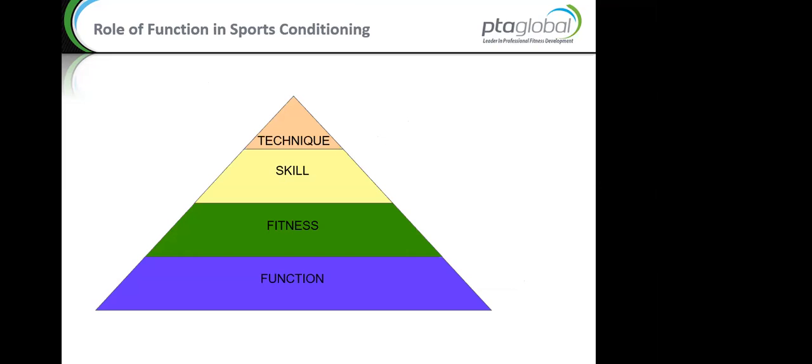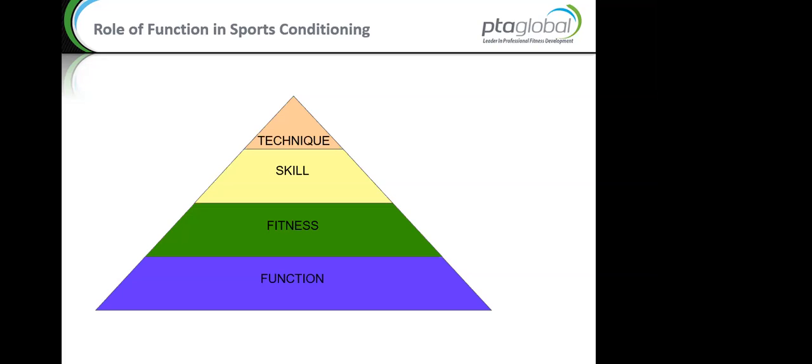We talked about this pyramid a while back when we first got into program design. Often for an athlete, they're working on skill and technique as a part of their training. But again, what I'll just reiterate is this bottom foundational layer of function is really, really important, because if they don't have good squat, hinge, lunge, push, pull, carry function, they're not going to be able to add complexity or volume or intensity on top of that.